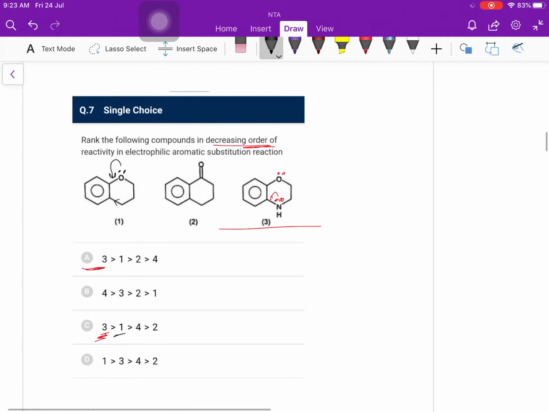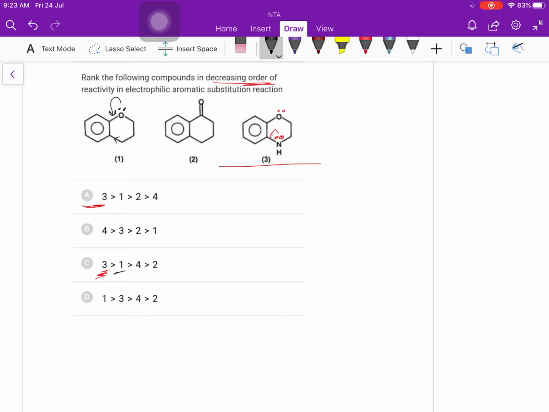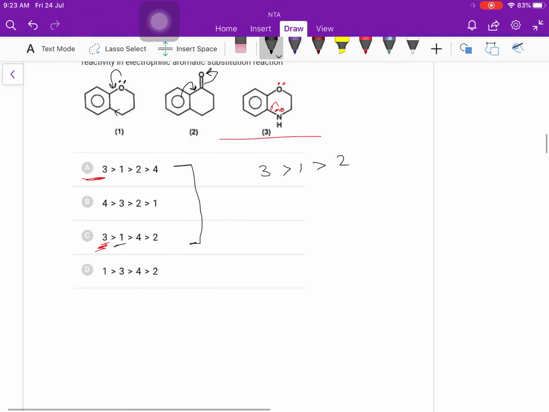structure 4 is missing with us, but we can say from these 3 structures: 3, then 1, and 2. In structure 2, this will actually withdraw the electron cloud. So 3, 1 and then 2. So 3, 1 and then 2 will be the required option. We don't have the fourth structure, but hopefully you can find it.